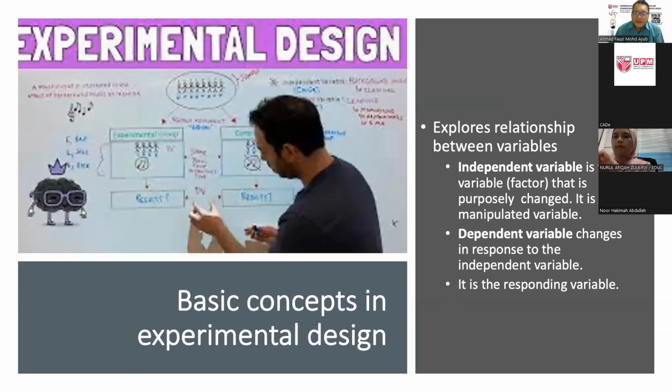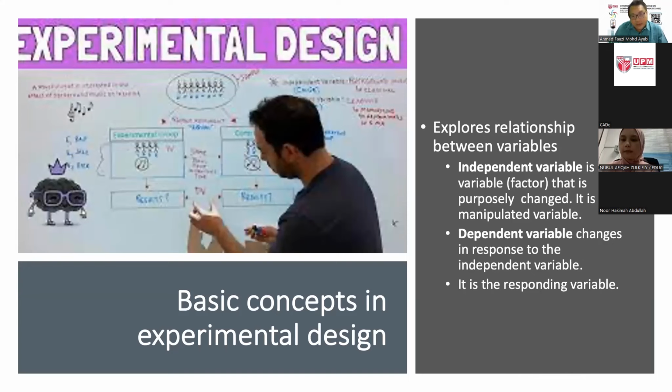Okay, and that one is the independent variables. And then we have the dependent variable. The dependent variable depends on what you are planning to study. Basically, in experimental design, we are looking at their performance. At the end, we look at performance because we want to know, especially in the education setting, whether the intervention could help them to perform better.